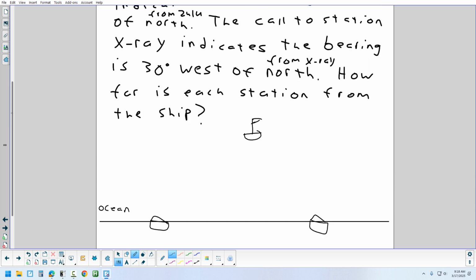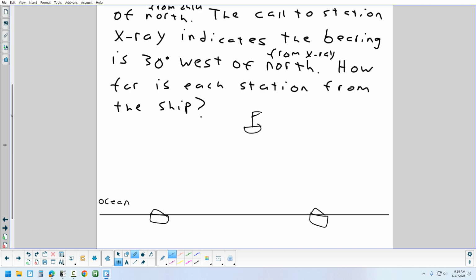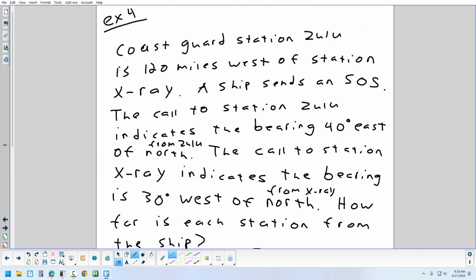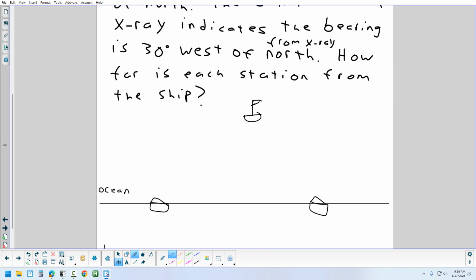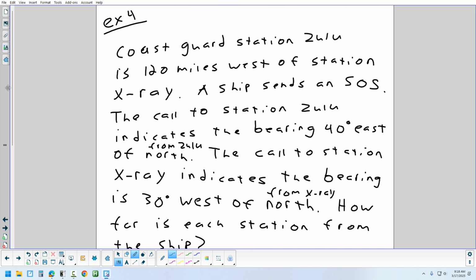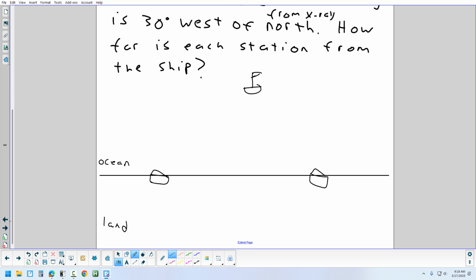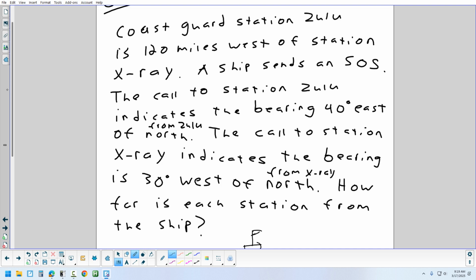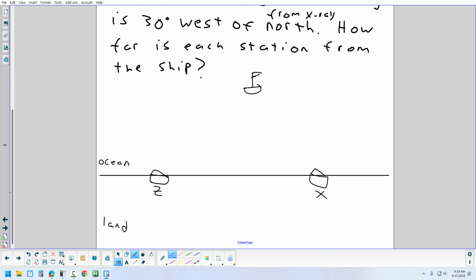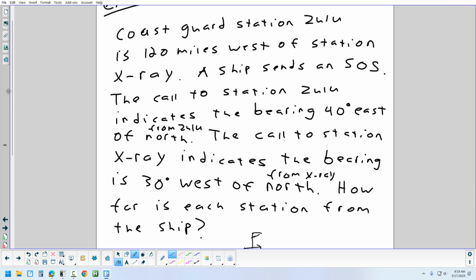What do we know? We need to label which station is which. Which station is this one, the one on the left? Zulu. Zulu is to the west of X-ray. So let's put Zulu, X-ray, and they tell us how far to the west: 120 miles. 120 miles between the two. And now we have bearings to the boat relative to north.